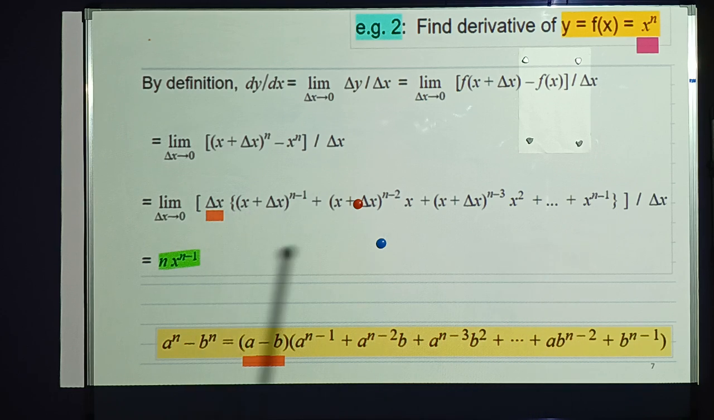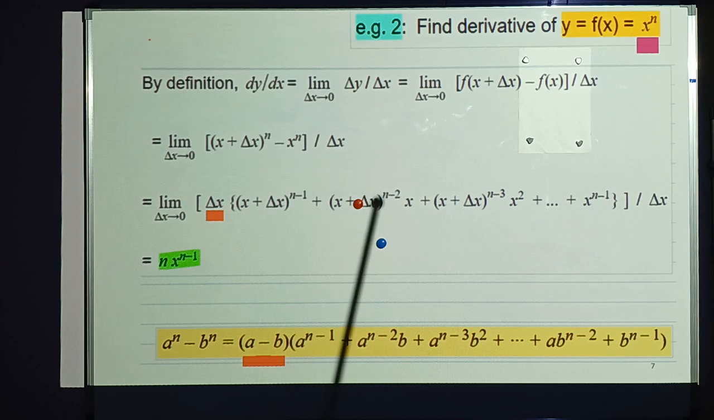So here, divided by delta x, since delta x is tending to 0, not equal to 0, this delta x and this delta x can be cancelled. And there are n terms here because here the x raised to the power 0, x raised to the power 1, 2 up to n minus 1. So 0, 1, 2 up to n minus 1, it's n terms. So n terms, and the value of the term when you put the limit delta x to 0 is x raised to the power n minus 1.